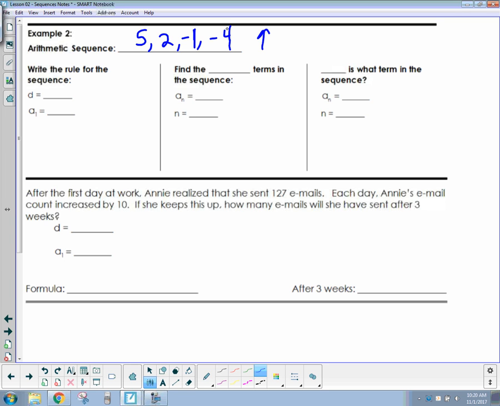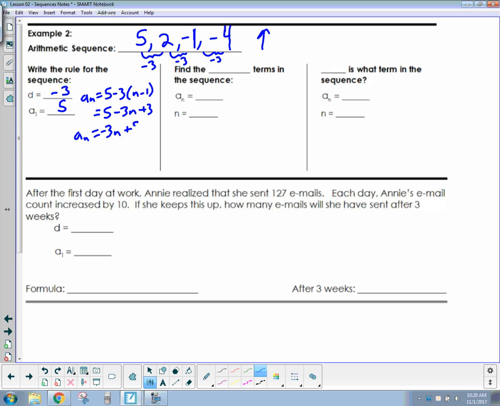Alright, we're back. So the difference here is, that's right, negative 3. Test it, and it works for every term. Simply subtracting 3 every time. So the difference will be negative 3. A1 in this case again is 5. So plug it all into your formula. An equals 5 minus 3 this time, n minus 1. Distribute, we get 5 minus 3n plus 3. Combine like terms and we get an equaling negative 3n plus 8.